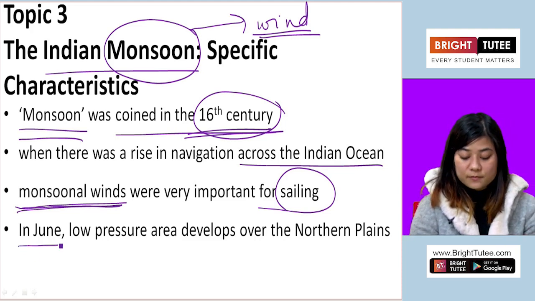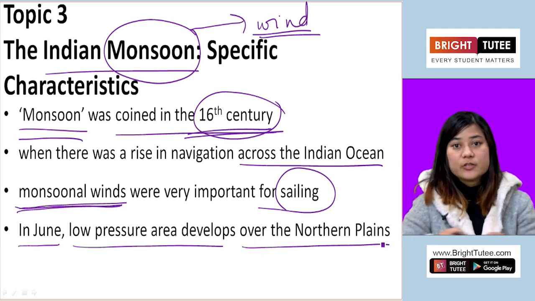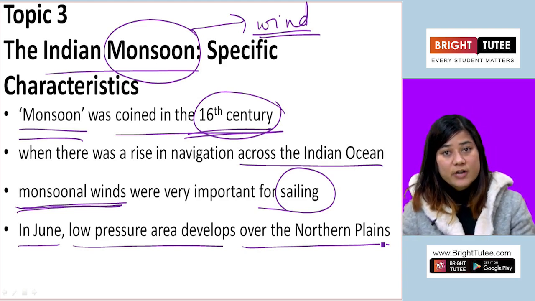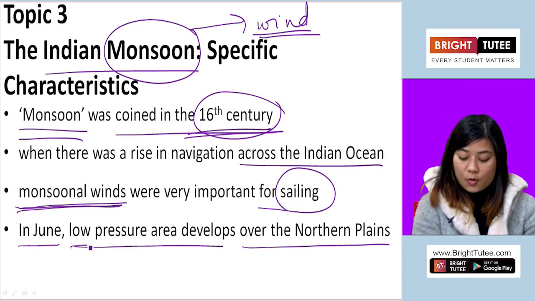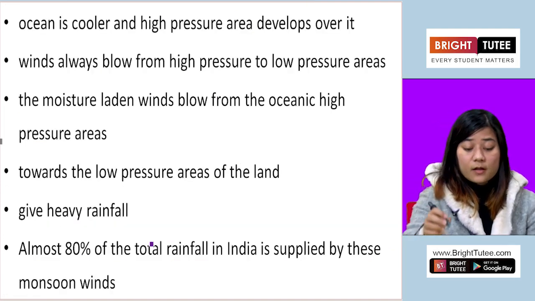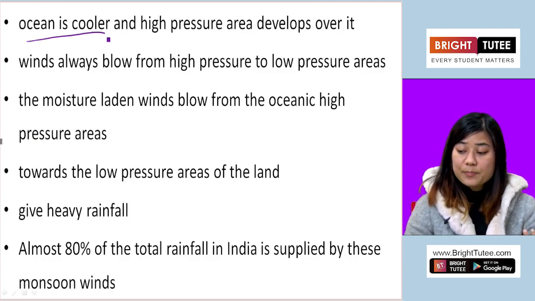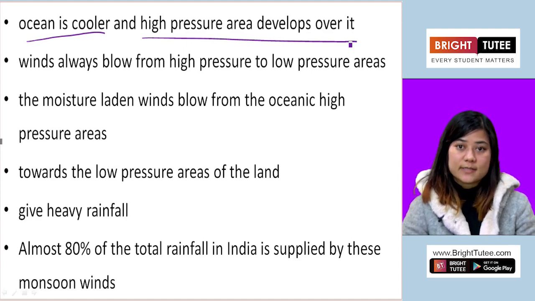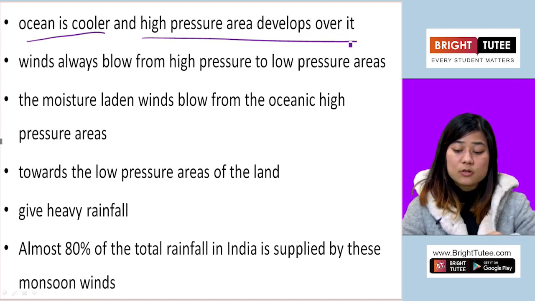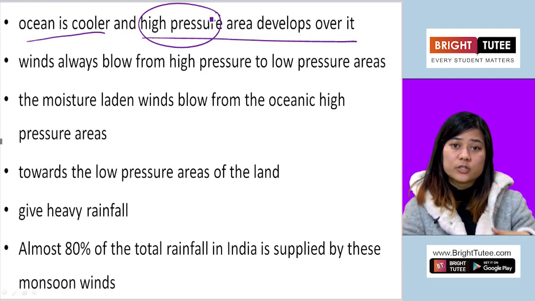In the month of June, what happens? A low pressure area develops over the northern plains. So in the northern plains, which is right below the foot of the Himalayas, in that large stretch of fertile plain, low pressure builds during the month of June. During that time, the ocean is cooler, and a high pressure area develops over it. When the water in the ocean and the sea is cooler, high pressure develops over the ocean, over the sea.